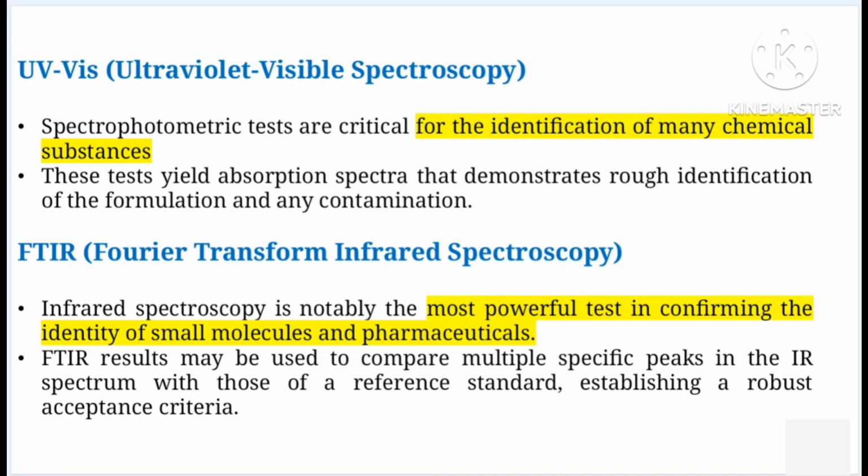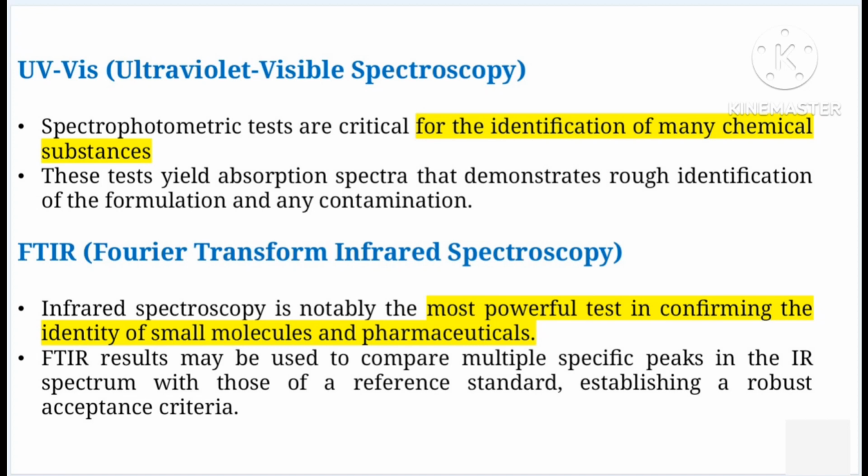FTIR, Fourier transform infrared spectroscopy. Infrared spectroscopy is normally used as the most powerful test in confirming the identity of small molecules and pharmaceuticals. FTIR results may be used to compare multiple specific peaks in the IR spectrum with those of the reference standards, establishing a robust acceptance criteria.